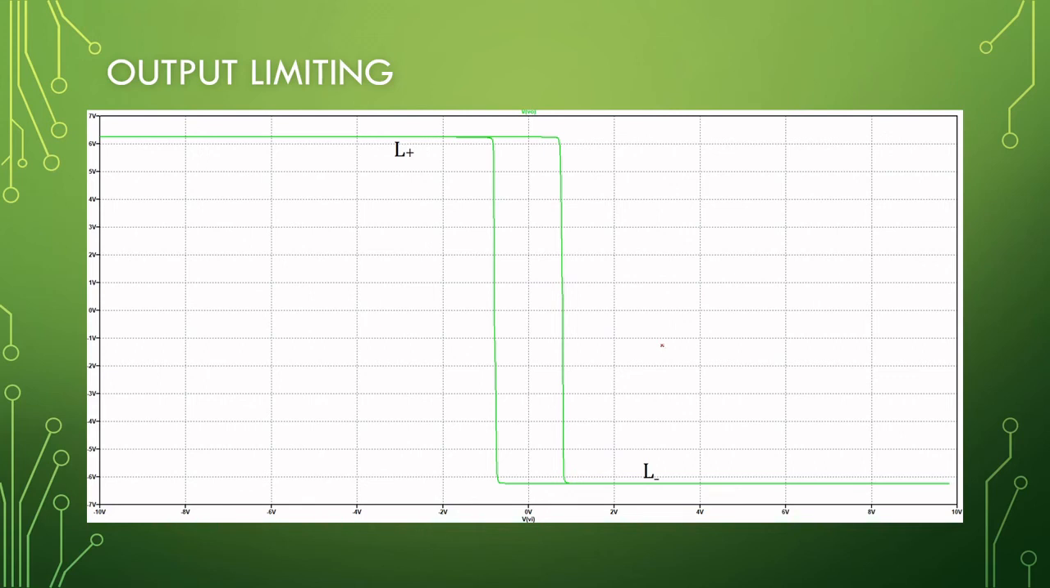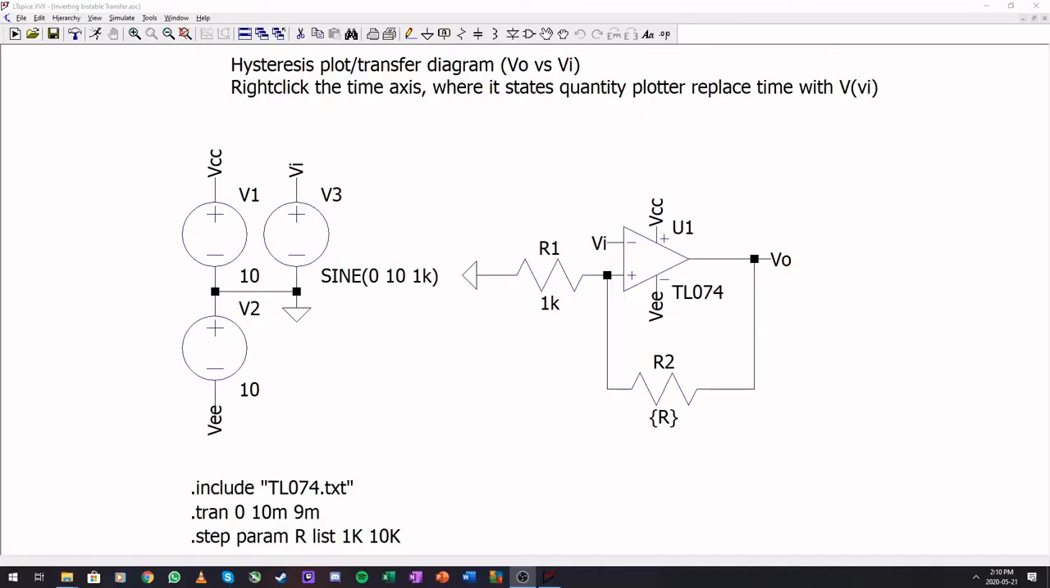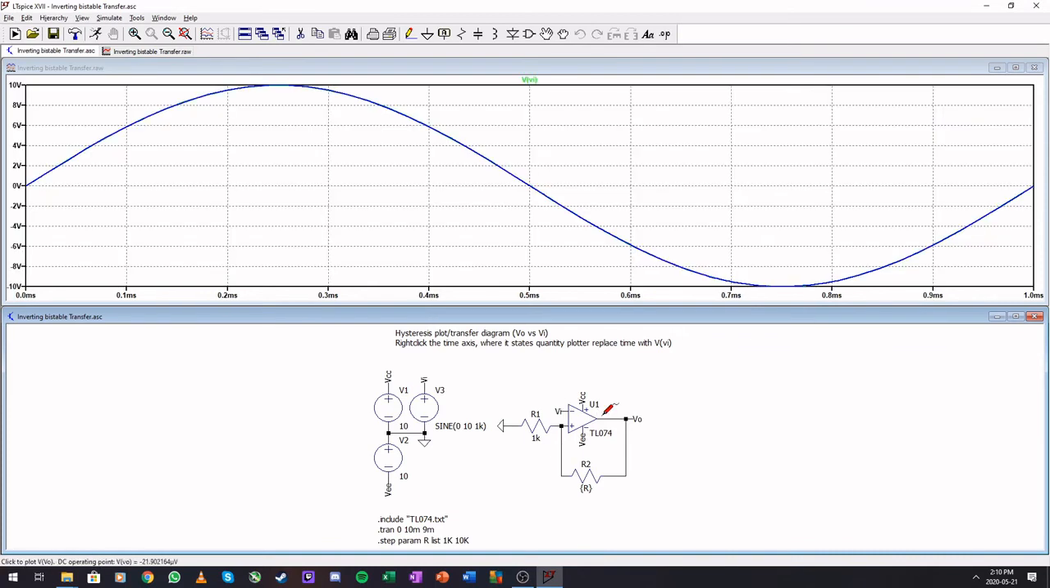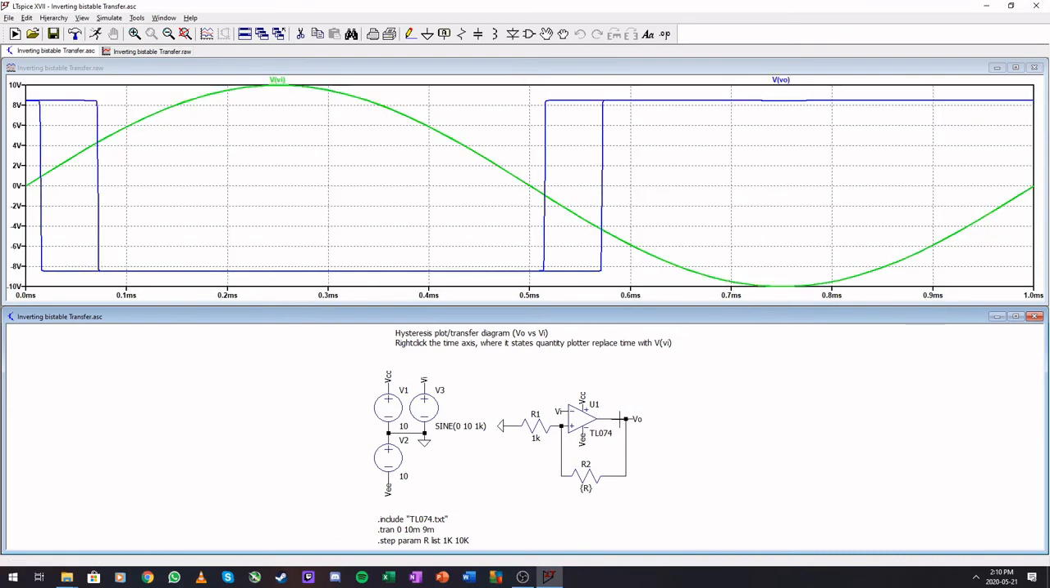So now I'm just going to open the simulations one by one and run them to show you. First, I opened the inverting bistable here, and I set it up with a frequency. Let's run this. Here's our input, here's our output, and I designed this using two different resistors, so 1K and a 10K.